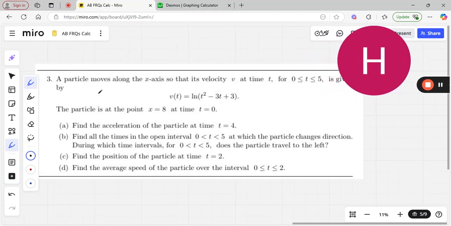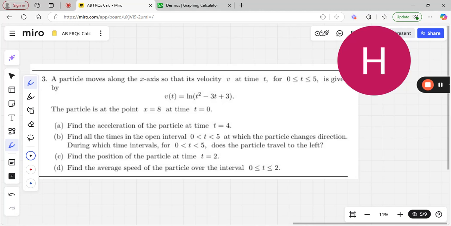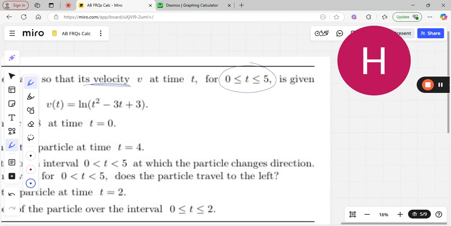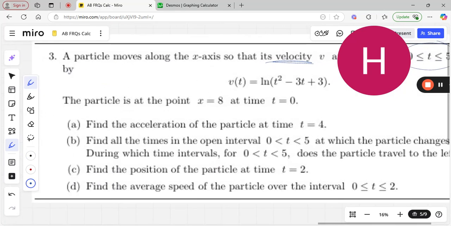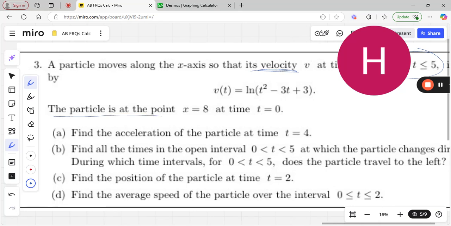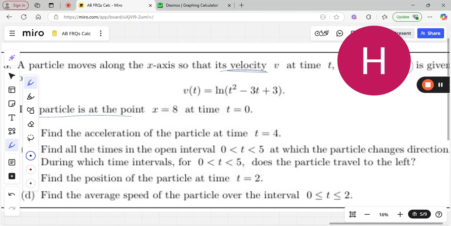Question 3, a particle moves along the x-axis so that its velocity from 0 to 5 is given by this equation. And we're given that the particle is at the point x of 8 at time t equals 0. So we can say x of 0 equals 8. That's an initial condition. And keep in mind that the velocity is the derivative. So they gave us a derivative and an initial condition. We're probably going to have to find the position function in some way.